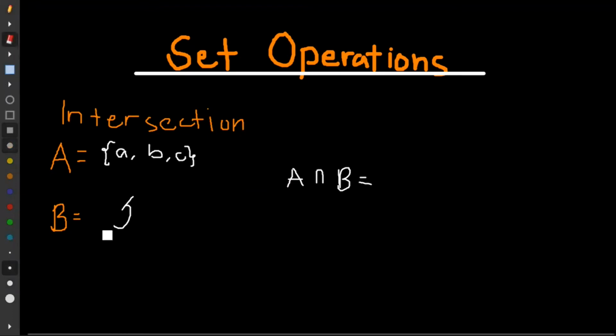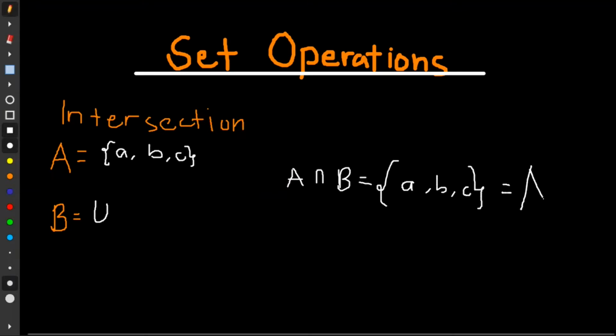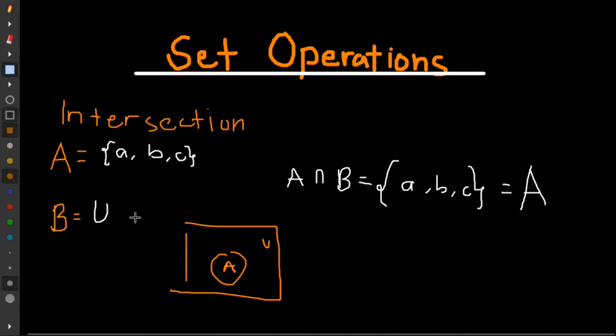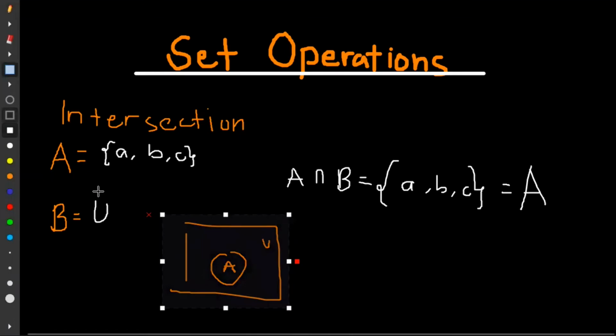Now, what if B is equal to the universal set, U again? Their outcome would be the set containing A, B, and C, or simply A. Why is that? Because the universal set contains all the elements in the set. Like in our Venn diagram before, A is inside the universal set. So when we get their common elements, U has the elements of A, so their common elements are simply A.